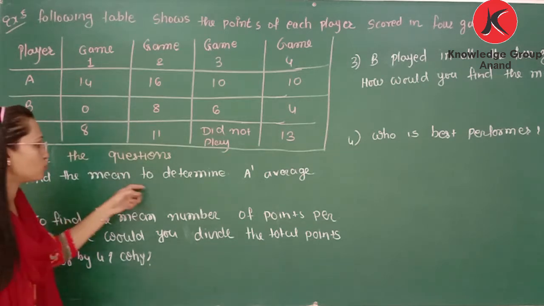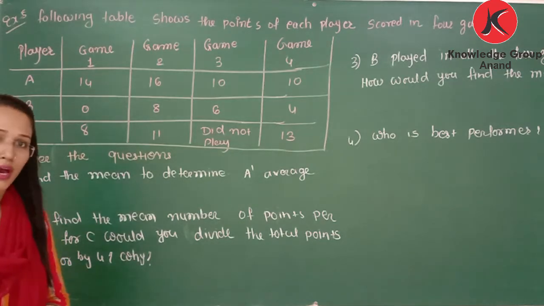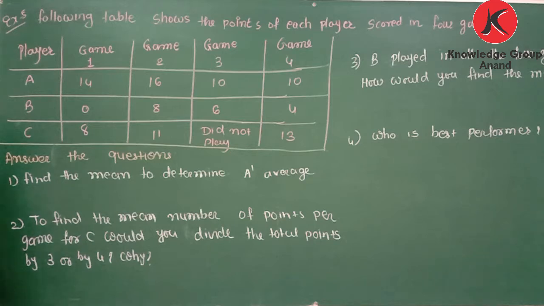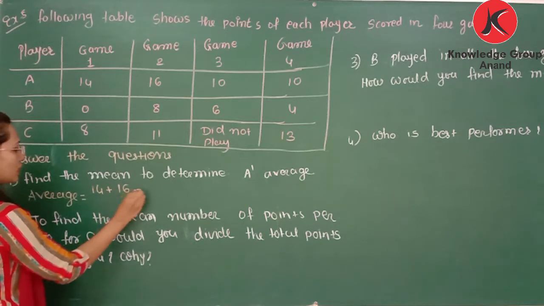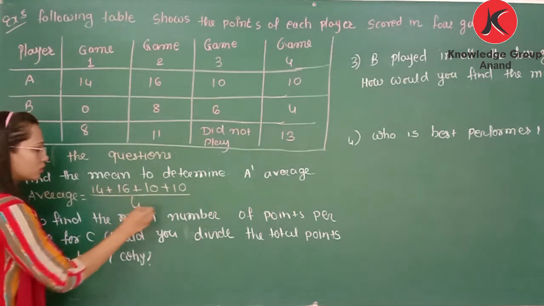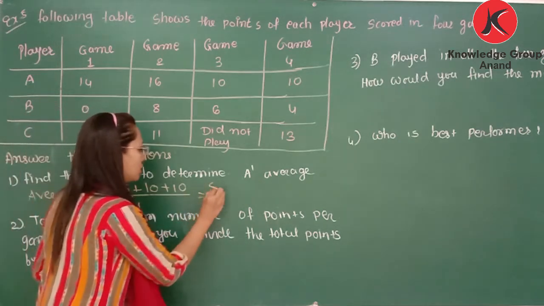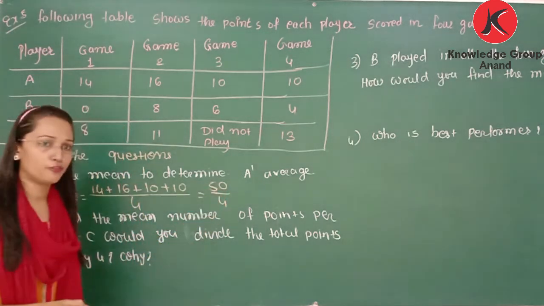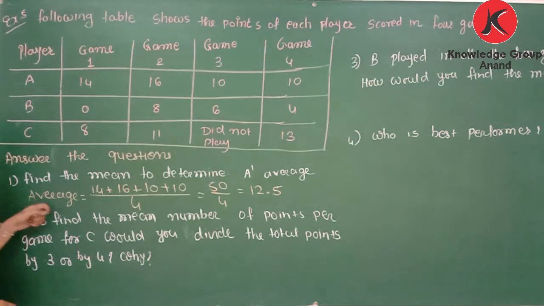First is find the mean to determine A's average. As we know, average means sum of total runs divided by total number of games. So here average is equal to sum of runs scored by player A, that are 14 plus 16 plus 10 plus 10, divided by how many games we have? 4. So here 14 plus 16 is 30, plus 10 is 40, plus 10 is 50. 50 by 4. Now divide 50 by 4. You will get 12.5. This is the average score of player A.